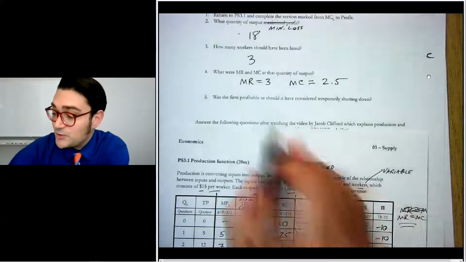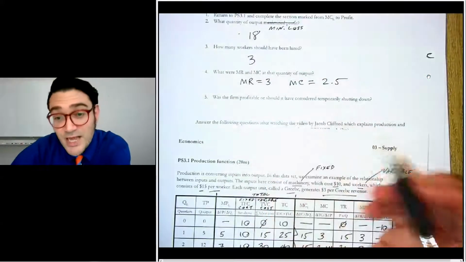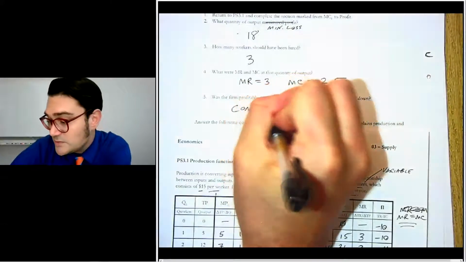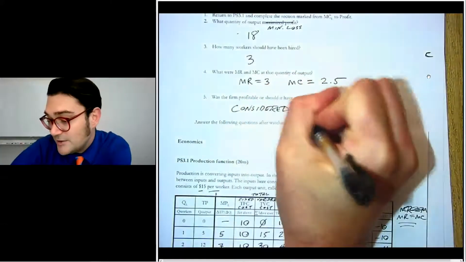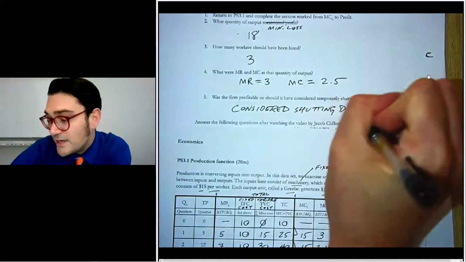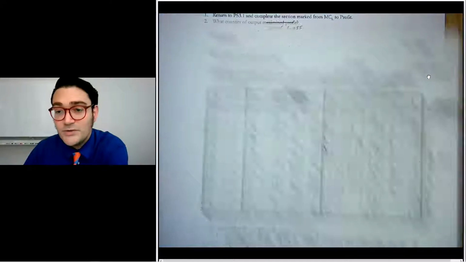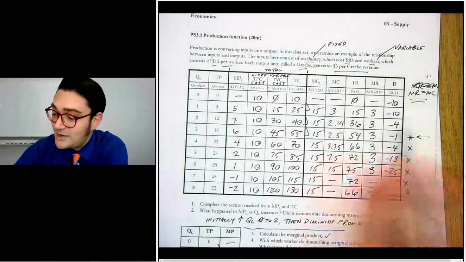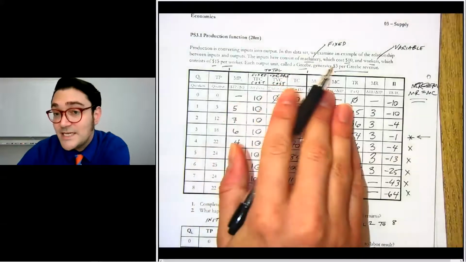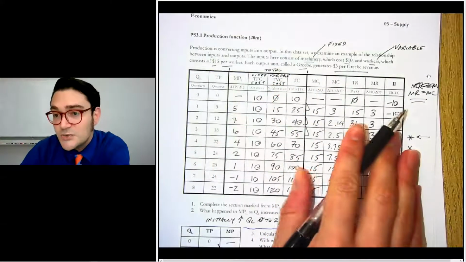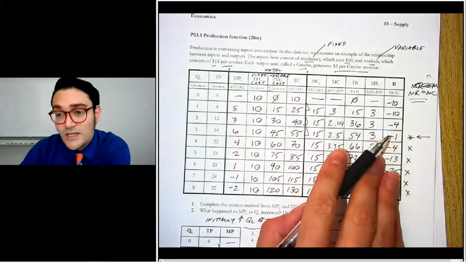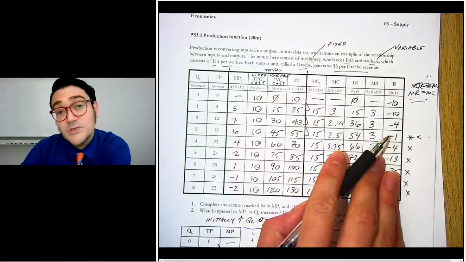Was the firm profitable, or should it have considered temporarily shutting down? And we actually would know whether it should shut down or not. And here's how. What should it have done? Should it have shut down and not hired any workers? Well, it's still going to have to pay that $10 for the machinery. So in that circumstance, it's going to lose $10. But if they operate, they're going to hire 3 workers, they're only going to lose $1.